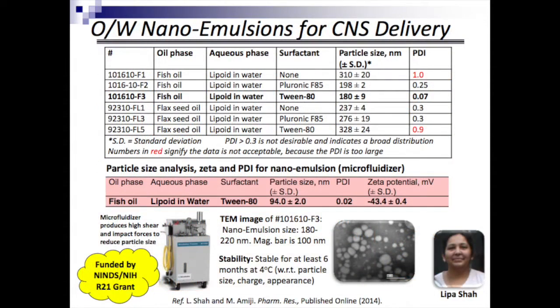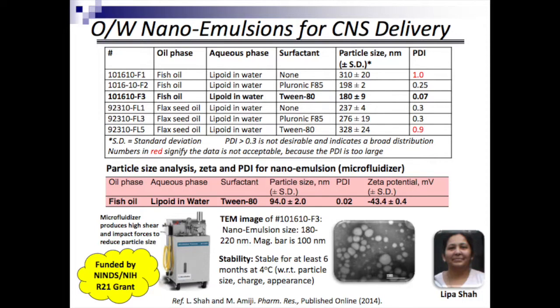So let's start with our first example. I had a PhD student, Lipa Shah, in my lab who worked on this project, and we used nanoemulsions. Nanoemulsions are basically oil and water emulsions that are made in specific compositions that allow us to make them in a very small size range. And I'll give you details of this as we go through this slide.